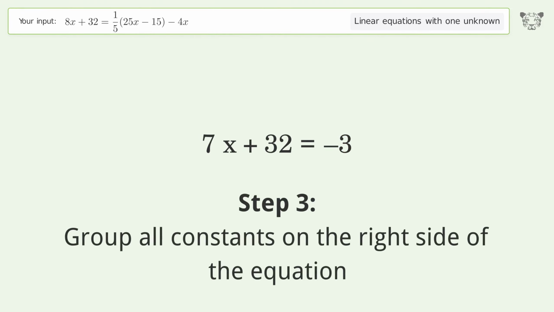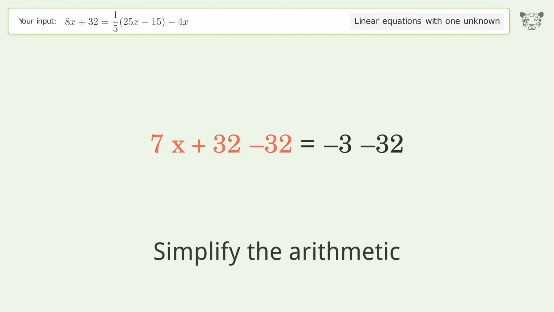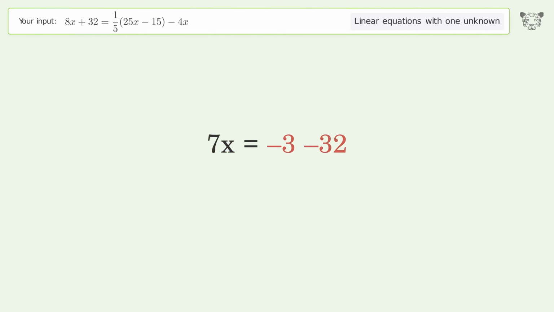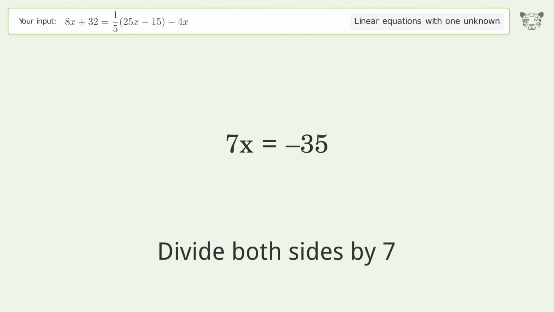Group all constants on the right side of the equation. Subtract 32 from both sides. Simplify the arithmetic. Isolate the x. Divide both sides by 7.